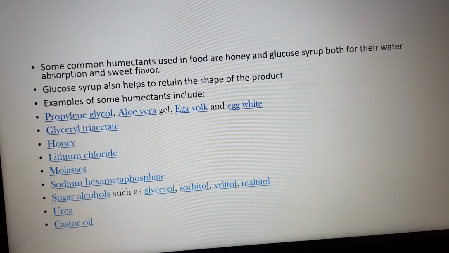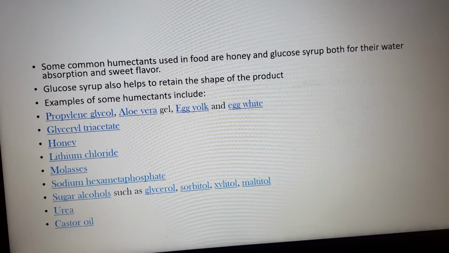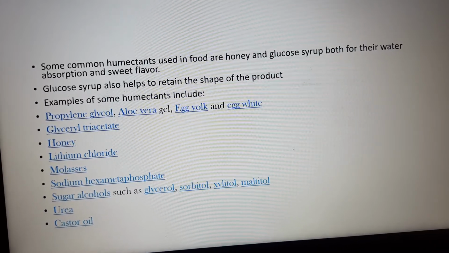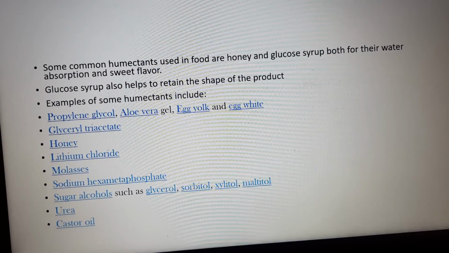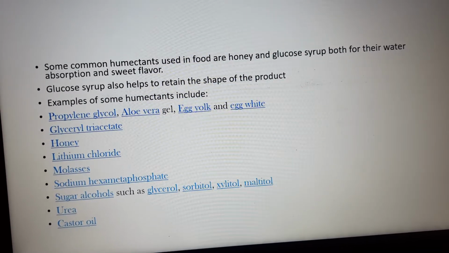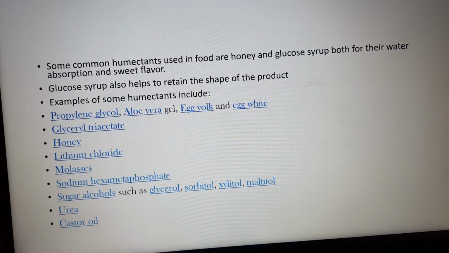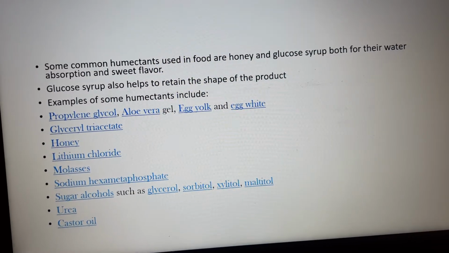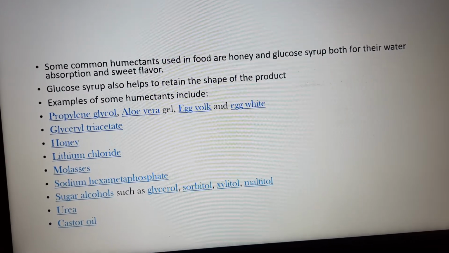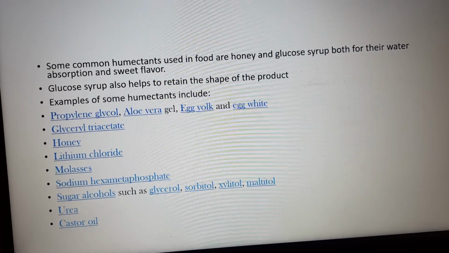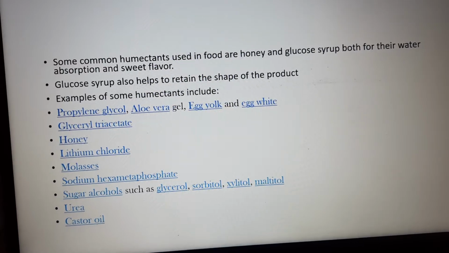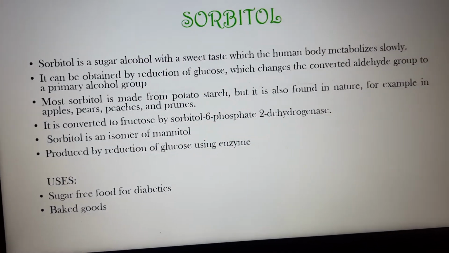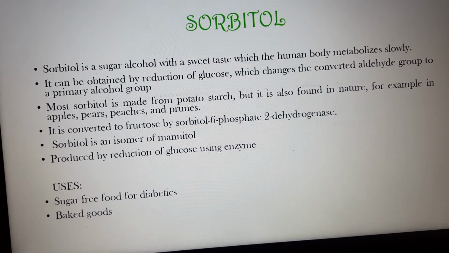Examples of some humectants are propylene glycol, aloe vera gel, egg yolk and egg white, glyceryl triacetate, honey, lithium chloride, molasses, sodium hexametaphosphate, sugar alcohols such as glycerol, sorbitol, xylitol and maltitol, urea and castor oil. So, first we will discuss sorbitol.